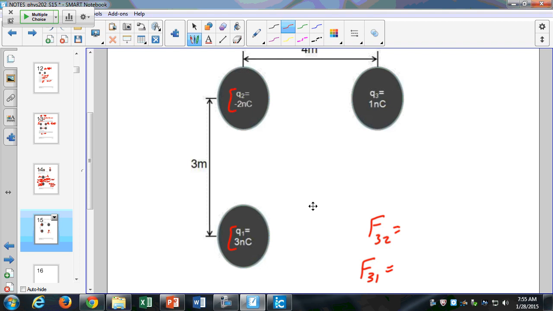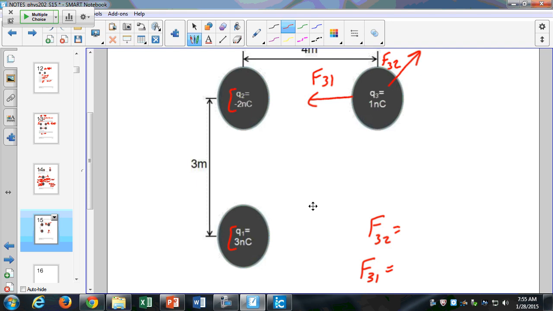All right, what are the forces on Q3? Is it attracted or repelled to Q2? It's attracted, so the force is to the left. So this is F31. And attracted or repelled from Q1? It's repelled, so my force is up and in this direction, so that's F32.